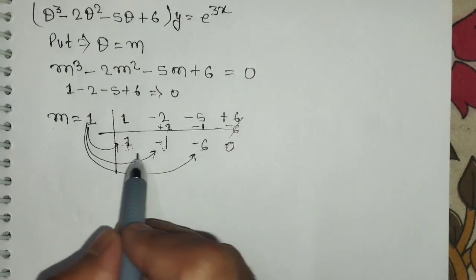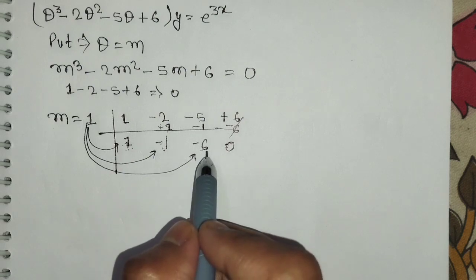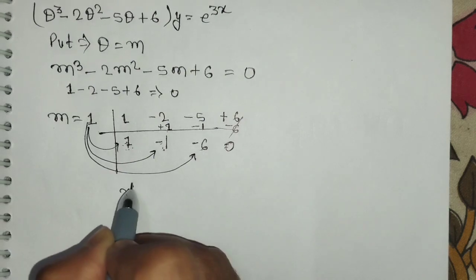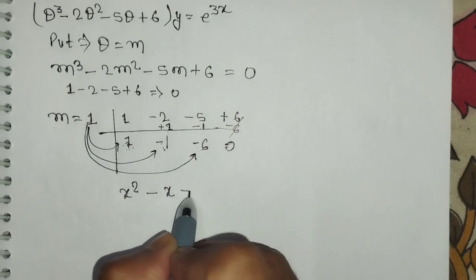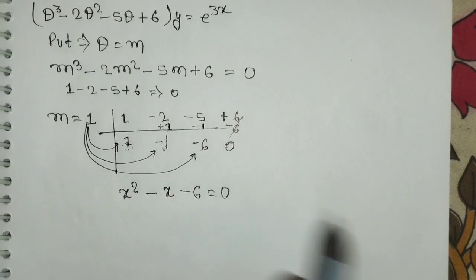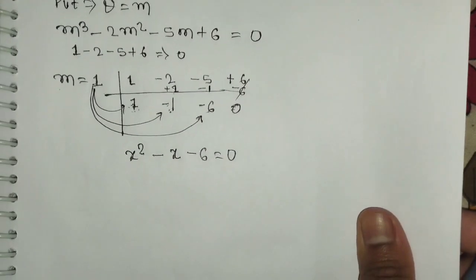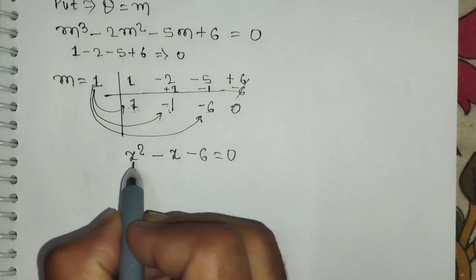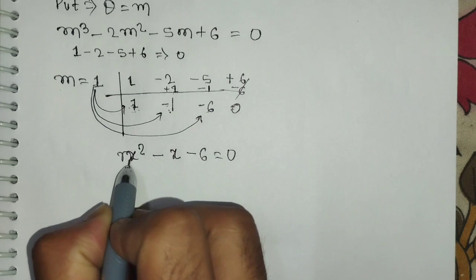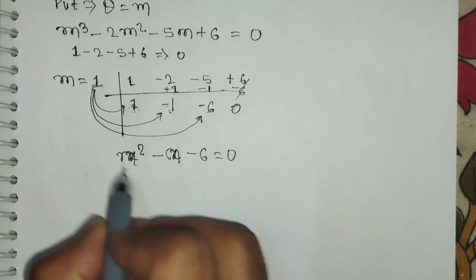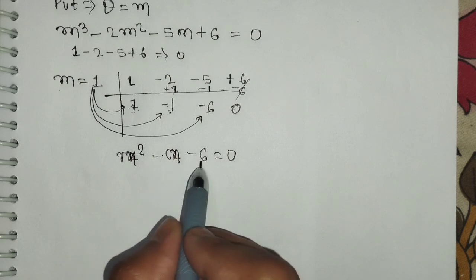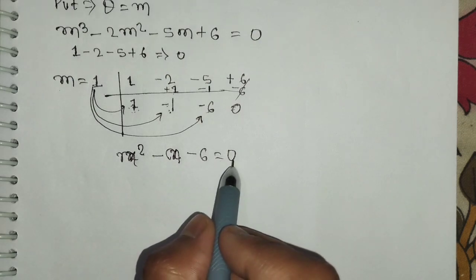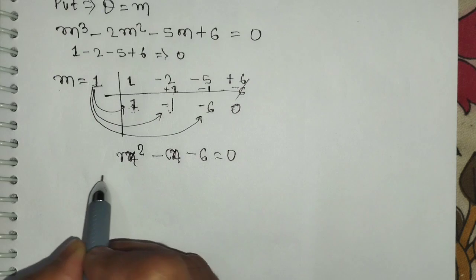Now 1 is the coefficient of m^2, -1 is the coefficient of m, and -6 is the constant. So m^2 - m - 6 equal to 0. The quadratic equation is formed in terms of m, because it is the quotient, so it's solvable for m. Now factorize this quadratic equation, it is easy.